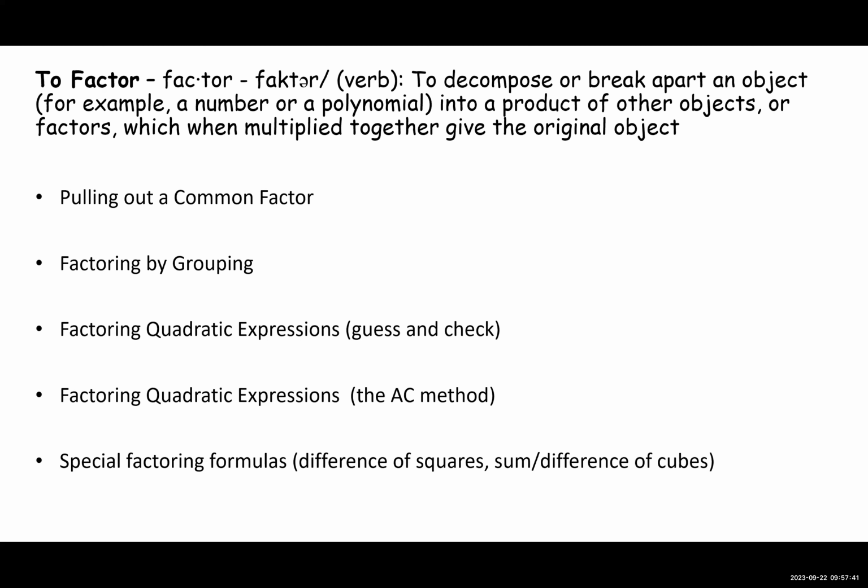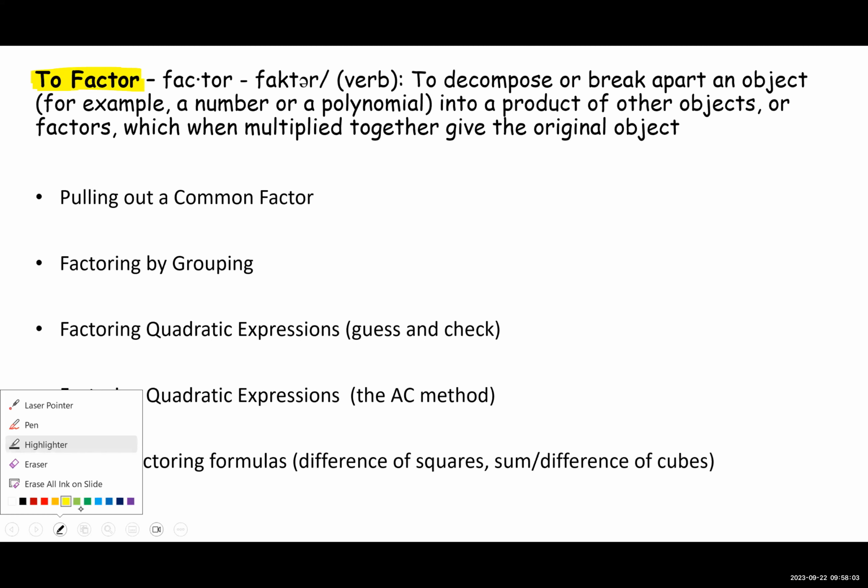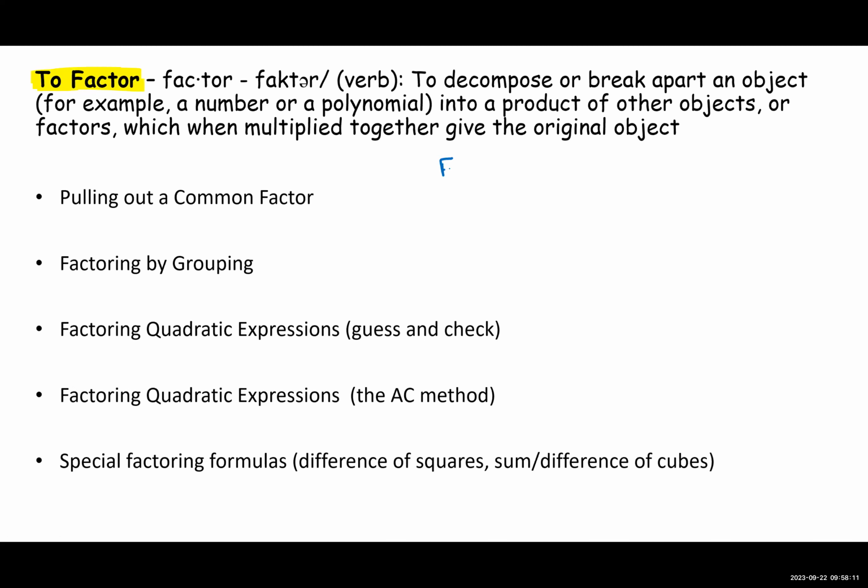To factor something is to decompose or break it apart, for example a number or polynomial, into the product of other objects or factors, which when multiplied together give you the original object. The reason we're saying object, not number, is because it doesn't necessarily have to be a number. We could start off with a quick example. Let's say the problem is to factor the number 18.